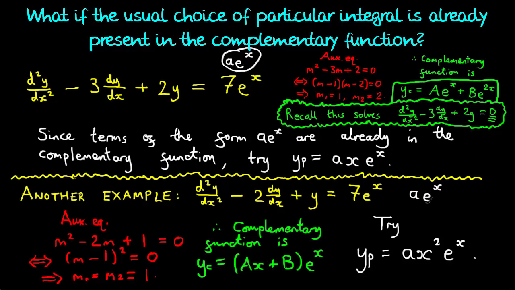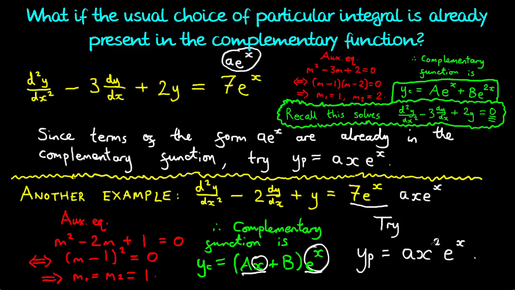So we said before that multiplying by x was normally a good idea. So what if we tried a x e to the x like we did in the previous example? Well, that's no good either, because we've already got terms like x e to the x multiplied by a constant here. That's in the complementary function, and therefore that solves the homogeneous equation where if you substitute it into the equation you get 0, and 0 is not 7e to the x, so that's not going to be any good.